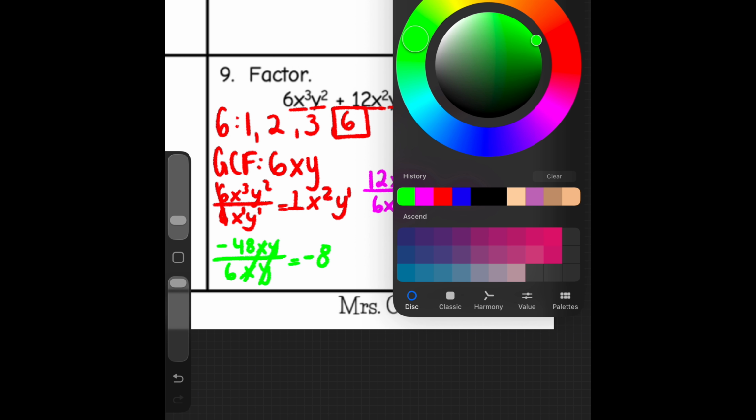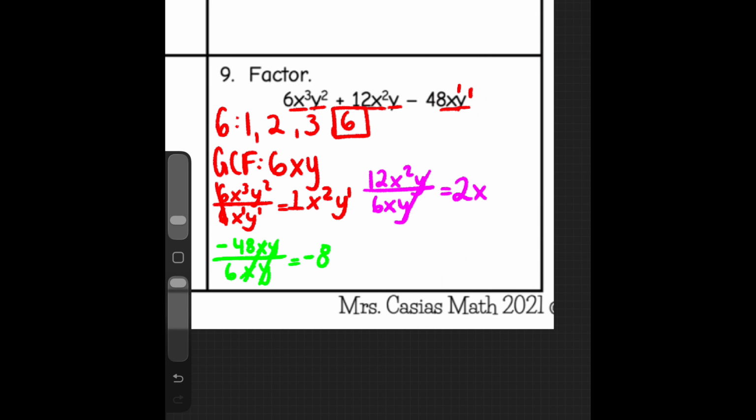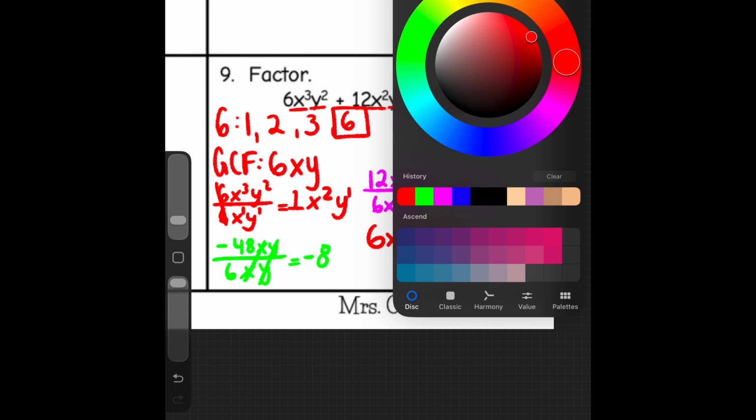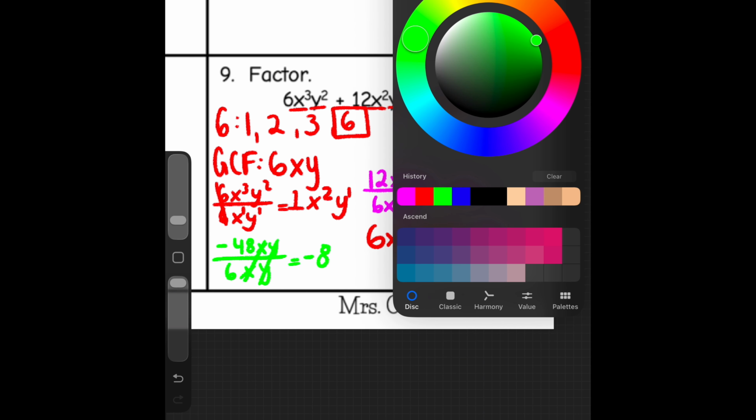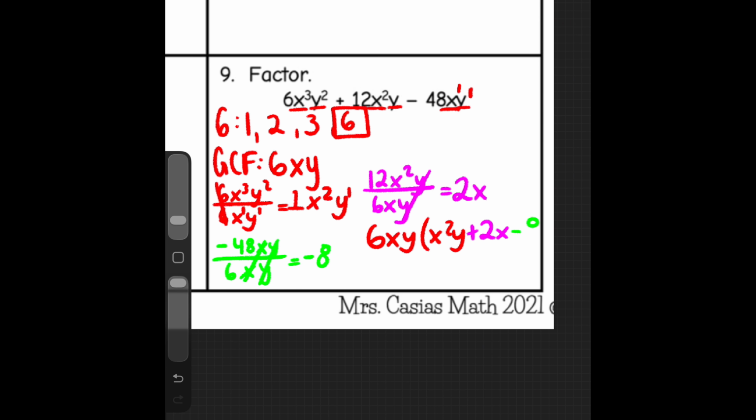So our answer becomes 6xy times x squared y, and then I'll go along with the color so we can recall, plus 2x minus 8.